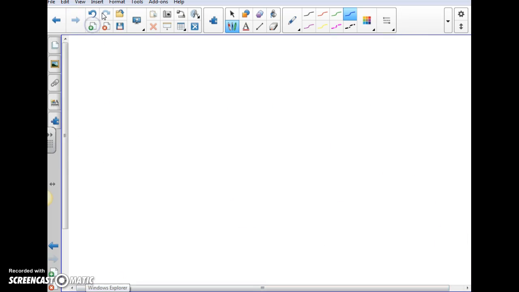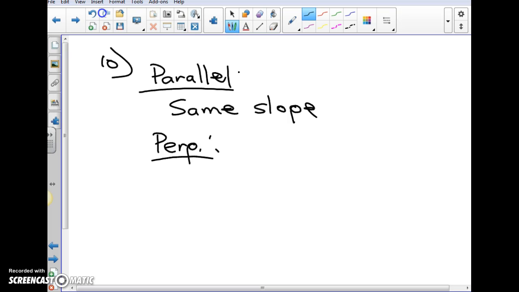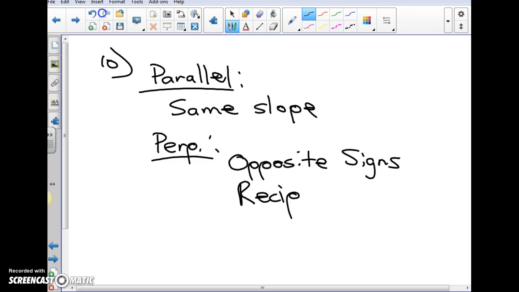And the last one, number 10, looking at it, parallel lines, I'm wanting you to say that they have the same slope. And then I'm wanting you to point out the two special things about perpendicular slopes. And the special thing with those is that they have opposite signs and that they are reciprocals of each other.